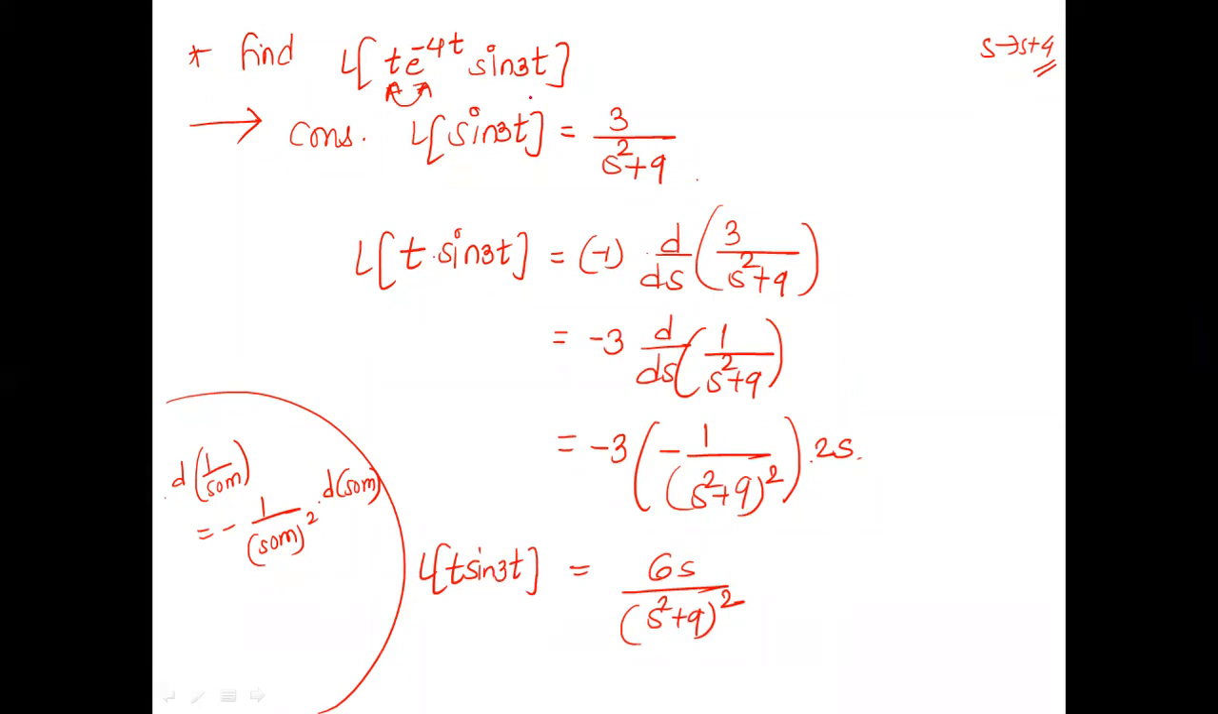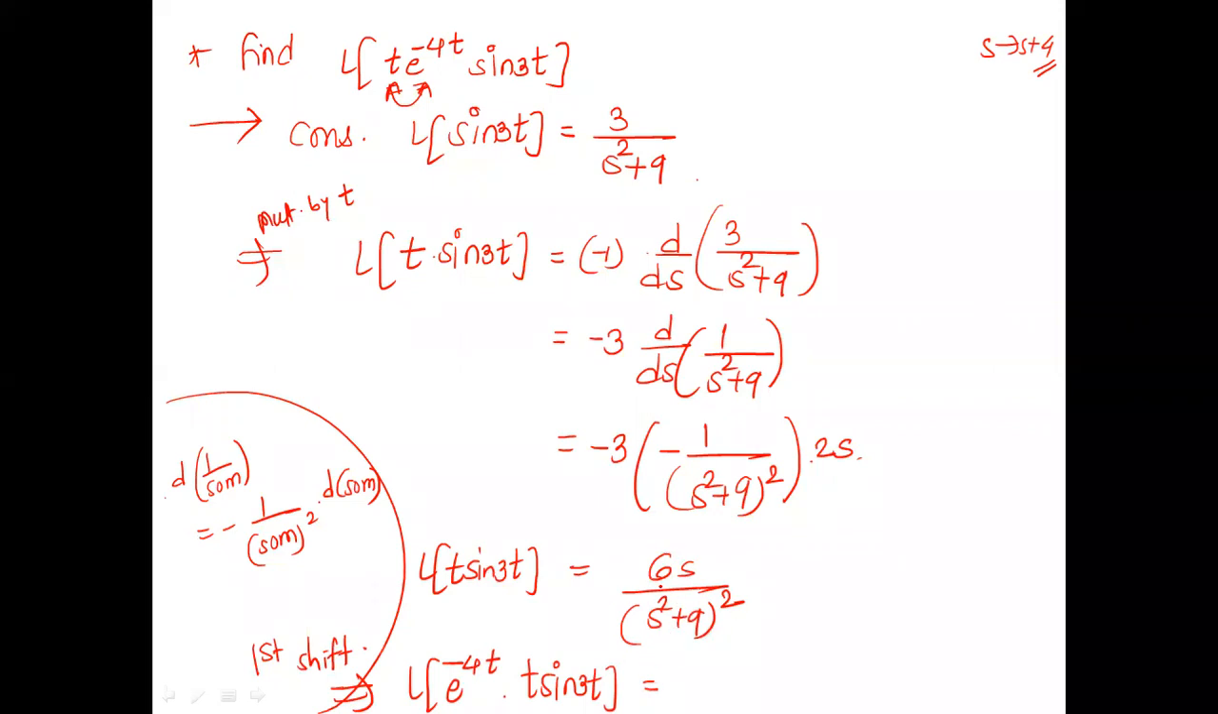Yes, we got t sine 3t. Now what we want is e multiplied to that. So on this side, if we multiply by e, I'll multiply by e raised to minus 4t, whatever we need, into t sine 3t. Which property is this now? First shift. This is multiplication by t. First shift. If we multiply by e raised to minus 4t, what will be the change on this side? s is s plus 4.